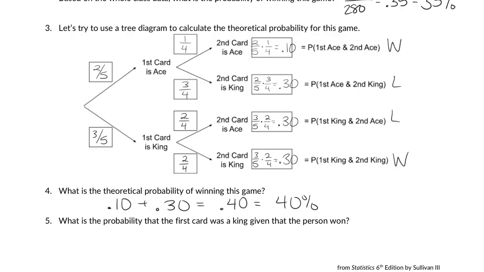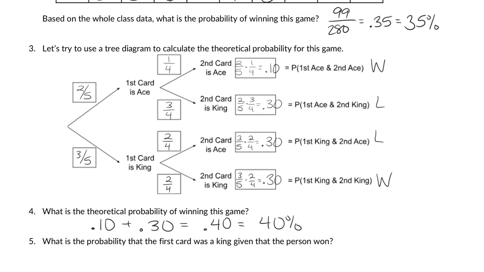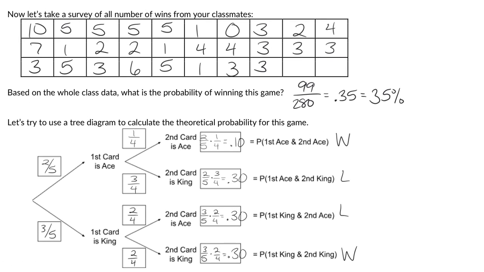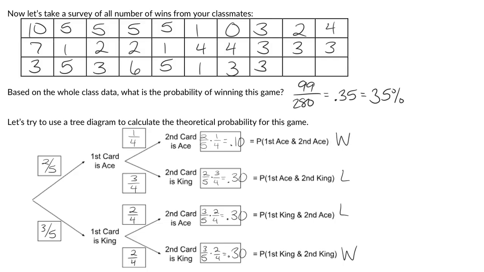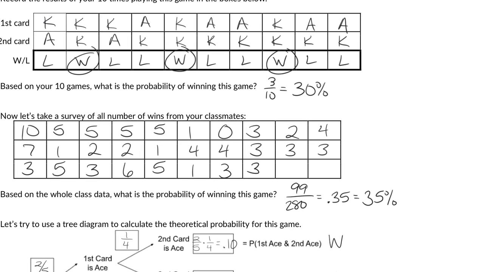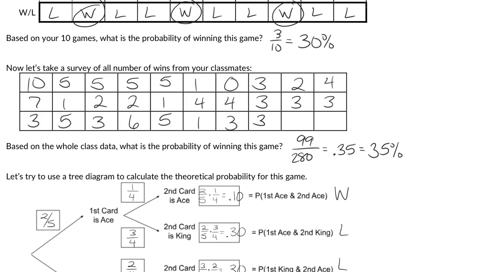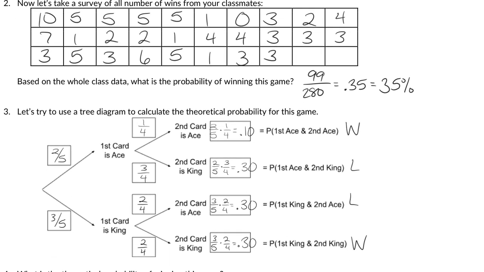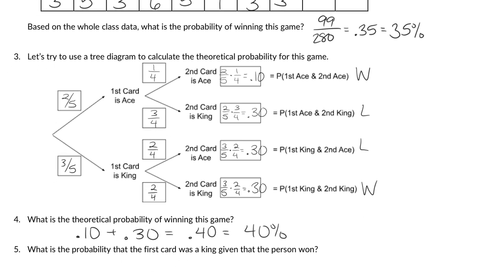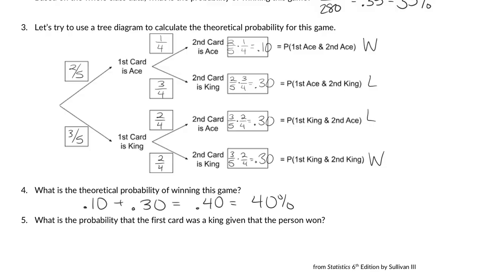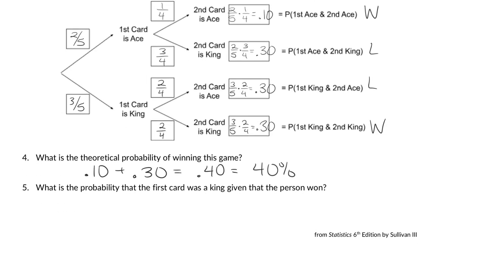Now my question for you is 40%, but what did we get from our empirical? We were on the right way. I don't know about you, but I started off lower. I started at 30%. Some of you got way better than me. But as we keep adding trials and trials and trials, we're going to get closer to that theoretical probability. That's the law of large numbers.